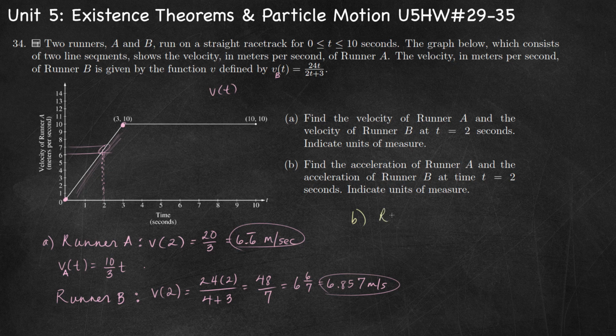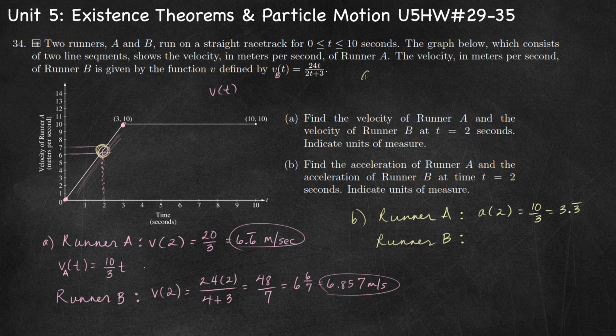So for runner A, using the graph of velocity, we're going to look at the slope at time 2, which I have already computed. A of 2 would be the slope of the velocity at t equals 2, and that's 10 over 3, or 3 1/3, 3.3 repeating. For runner B, since we have the velocity equation, then the acceleration is going to be the derivative of that.